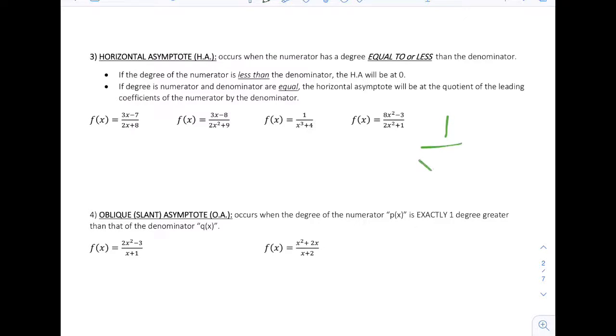So when I had that 1 over x plus 3, if I looked at that, the degree of the top was 0, degree of the bottom was 1, which meant the denominator had a bigger degree, and that was the case of all the ones we looked at yesterday. So the horizontal asymptote was always at 0, but it's not always at 0. If the degree of the numerator and denominator are equal, the horizontal asymptote will be at the quotient, the division, of the leading coefficients of the numerator and denominator. So that means we just take those beginning numbers that we have and divide them if possible.